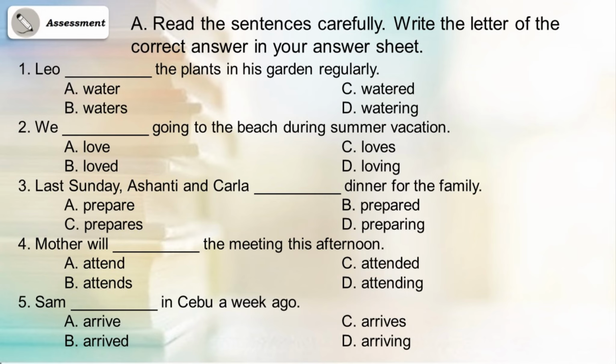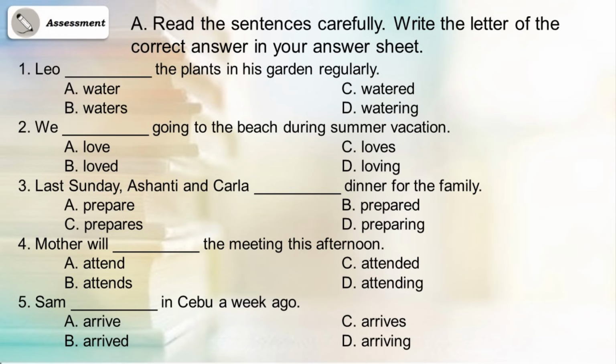A. Read the sentences carefully. Write the letter of the correct answer in your answer sheet. 1. Leo blank the plants in his garden regularly. A. Water. B. Waters. C. Watered. D. Watering. 2. We blank going to the beach during summer vacation.